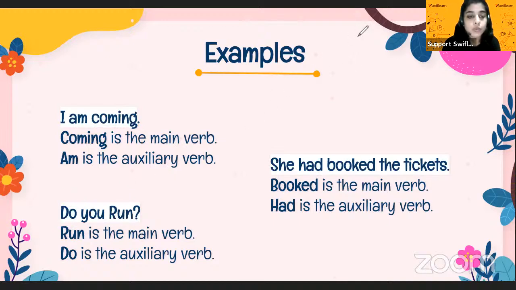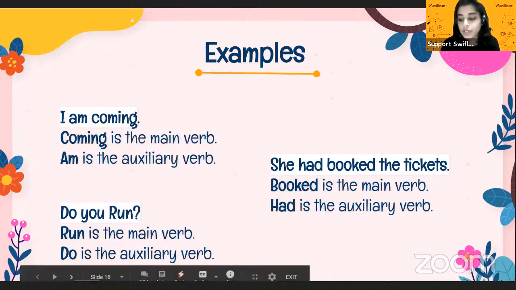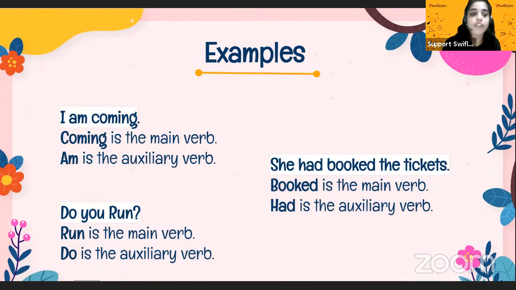Auxiliary verbs are also known as helping verbs. Do not forget: is, am, are, has, have, had, was, and were. You can remember this with the help of this song also. Is, am, are, has, have, had, was, and were. These are helping verbs, also known as auxiliary verbs.